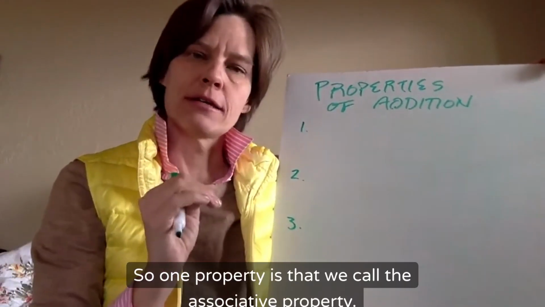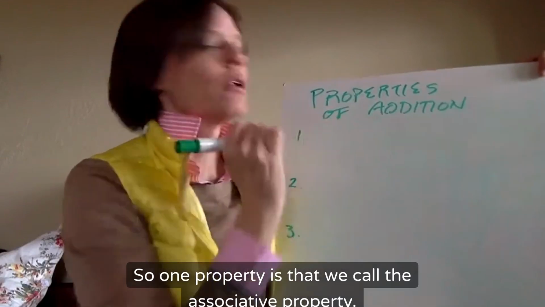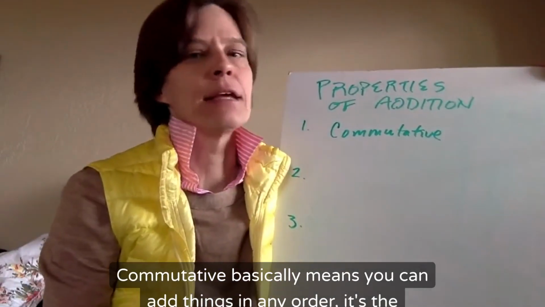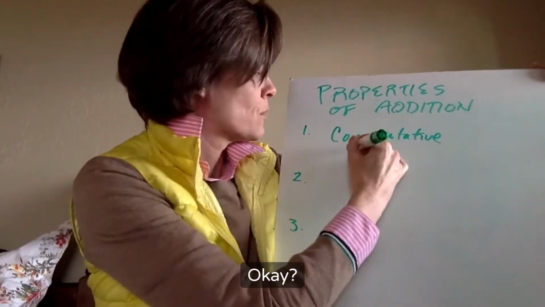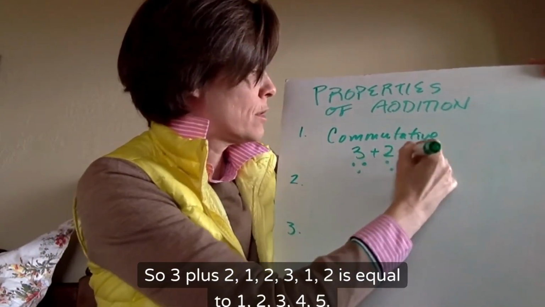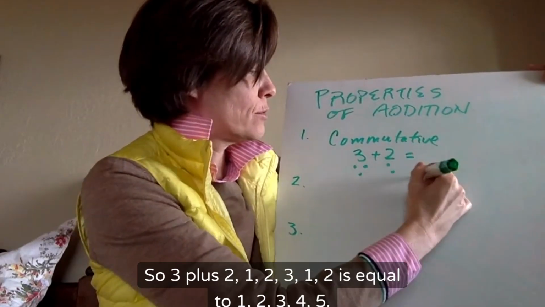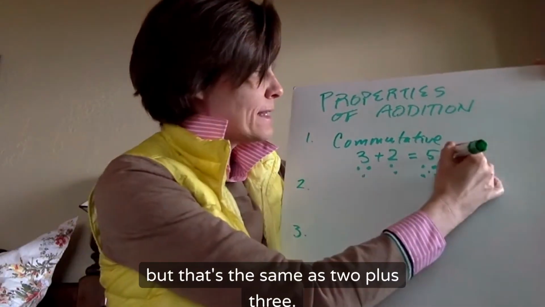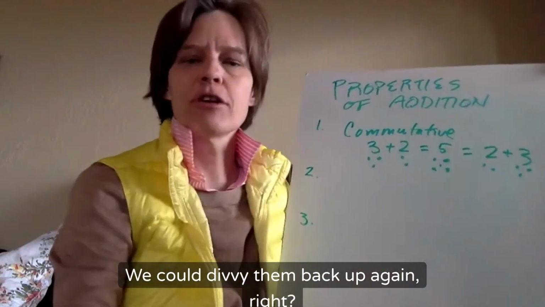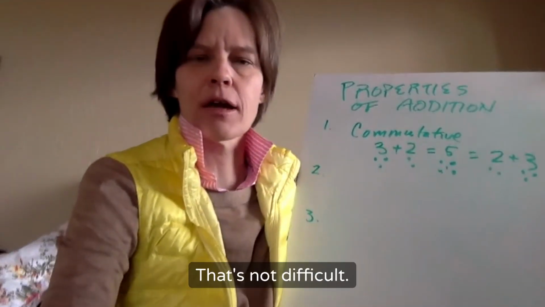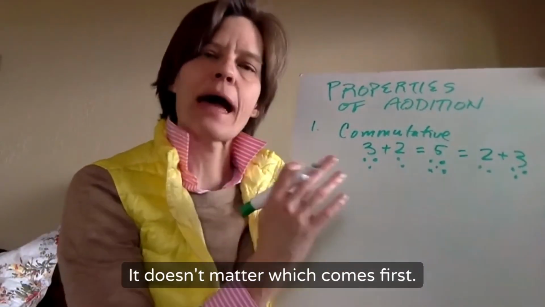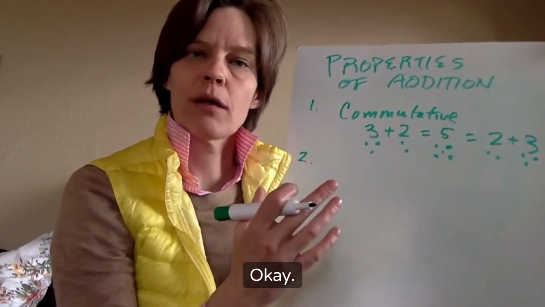So, one property is the associative property. Well, let's start with the commutative property. Commutative basically means you can add things in any order, it's the same. So 3 plus 2: 1, 2, 3, 1, 2 is equal to 1, 2, 3, 4, 5. But that's the same as 2 plus 3, right? 1, 2, 3, 4, 5. We could divvy them back up again, right? That's not difficult. So that's the commutative property. It doesn't matter which comes first.